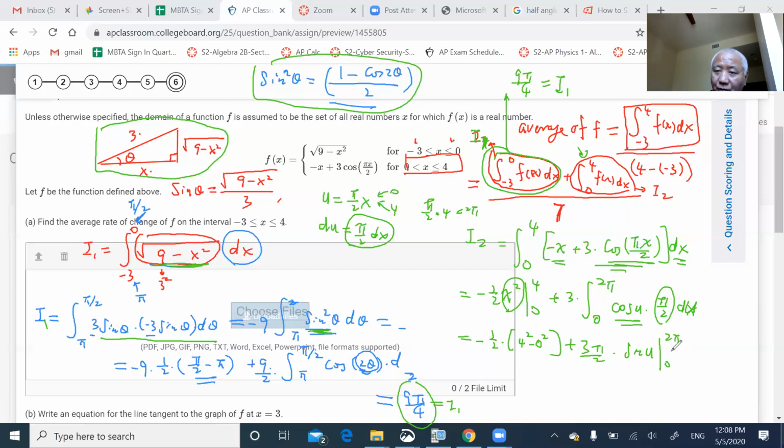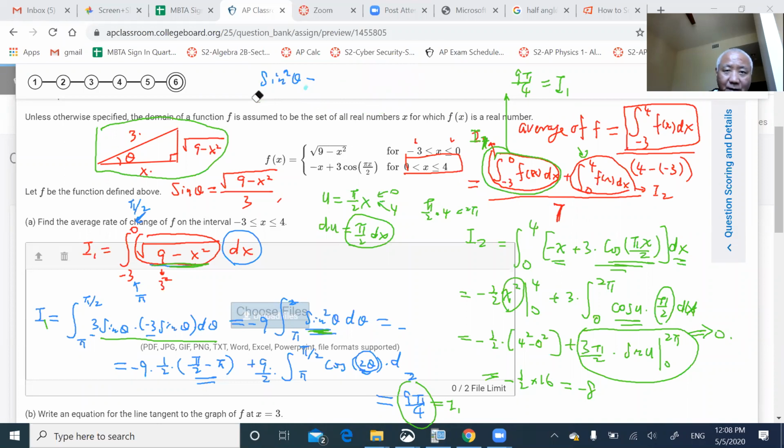No matter whether 0 goes in or 2 pi goes in, this one equals 0. So this part always equals 0. So this one here, you're going to have what? Negative 1/2 times 16, so equals negative 8. So now we found the I2. Now what I'm going to do is put the final answer on this part here, okay?